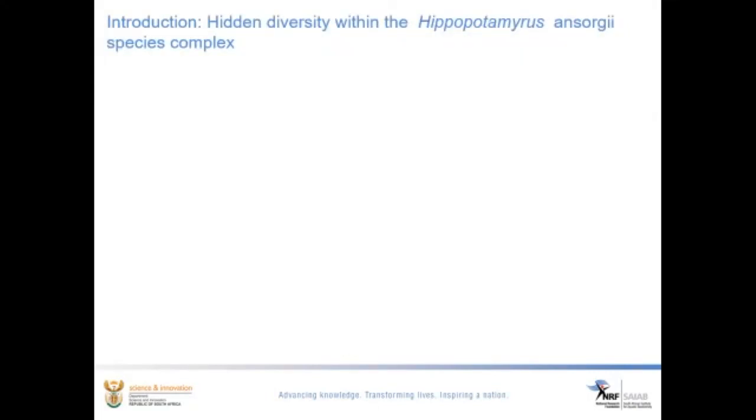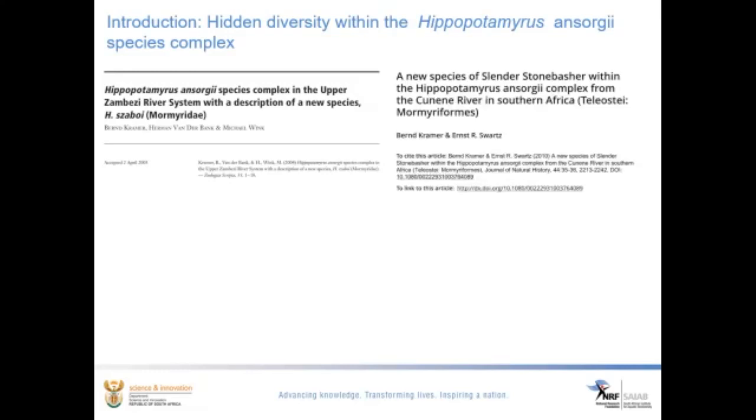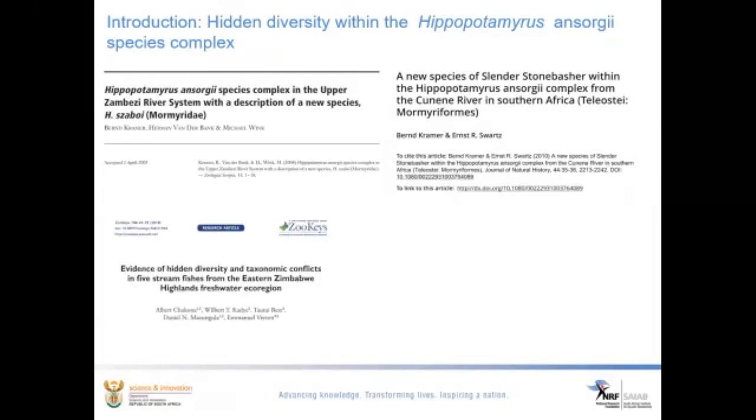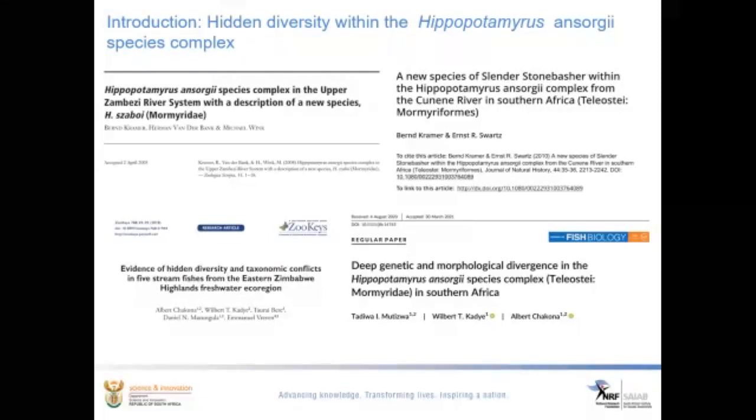The studies that identified Hippopotamirus saboi and Hippopotamirus longilateralis recognized that there was possibly more hidden diversity within the Hippopotamirus and Soji species complex. This has been recently confirmed by genetic studies on this same species complex. However, to date, there are only 3 species that are recognized from the Hippopotamirus and Soji species complex.